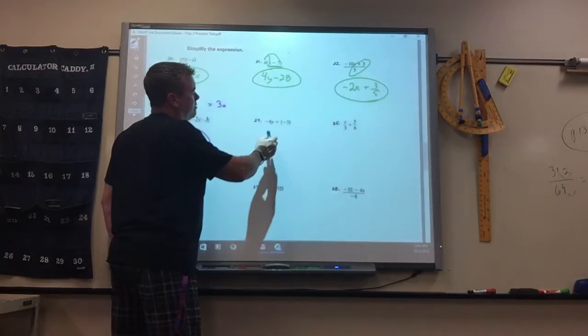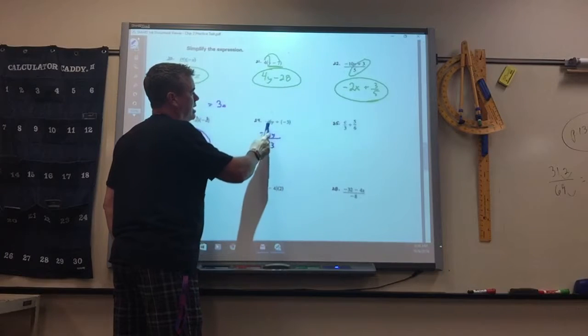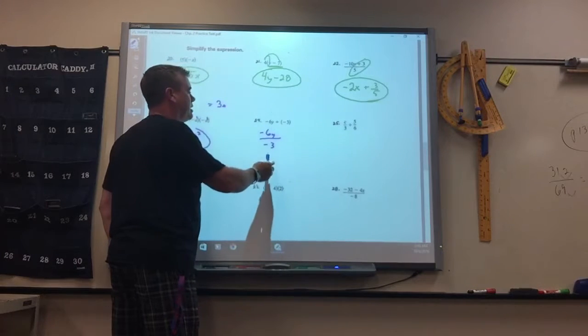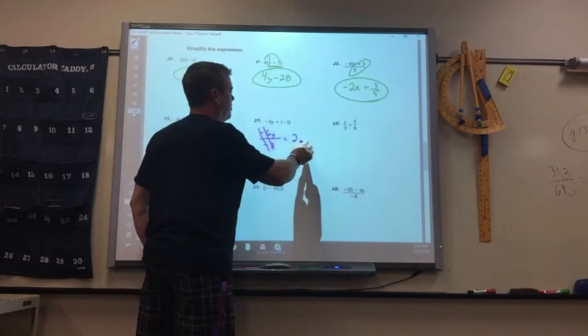Here they didn't write it like a fraction, so if you changed it to a fraction, negative 6y divided by negative 3, the negatives would cancel. 6 over 3 is 2, and then there's a y.